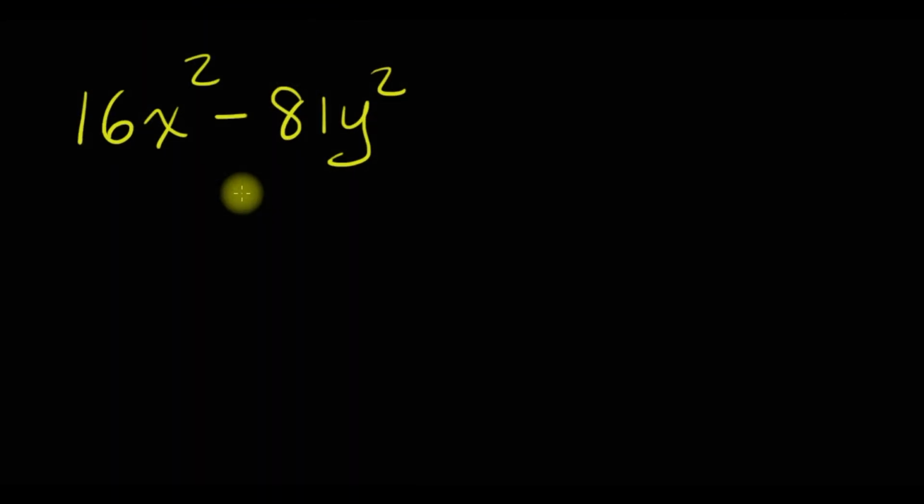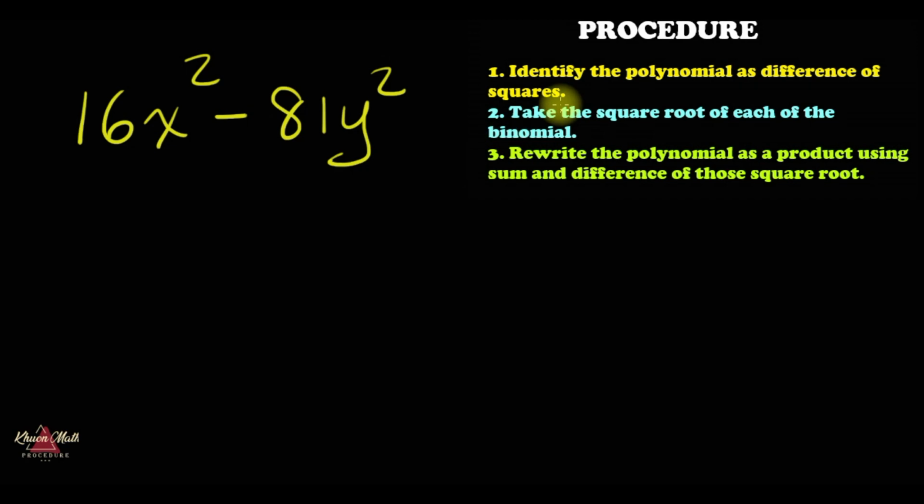Okay, let's look at another one here, 16x squared minus 81y squared. And we have to factor this. Let's look at the procedure. First thing we have to do is identify the polynomial as a difference of squares. Well, let's check. 16x squared, is that a perfect square? Well, yes it is, because 4x times 4x gives you 16x squared, so that's a perfect square.